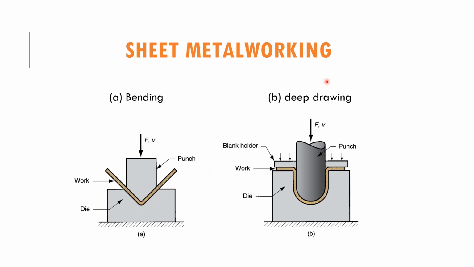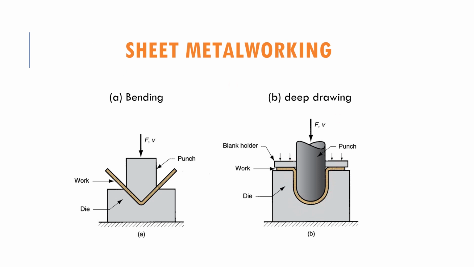The next one is deep drawing. So the sheet metal will be punched inside the mold here, the die. And when it comes out, it will become the shape of the mold, the die here.